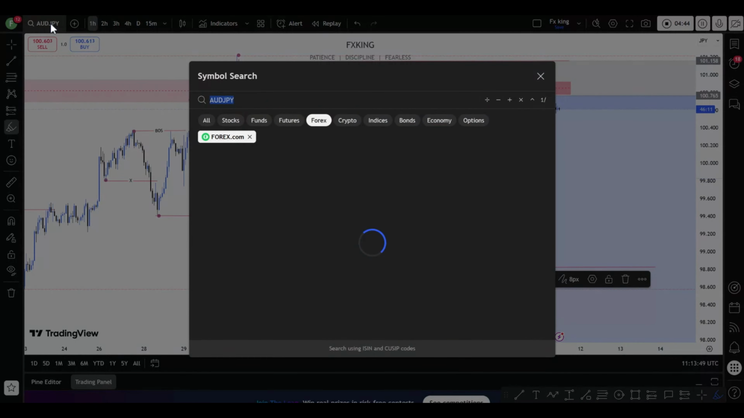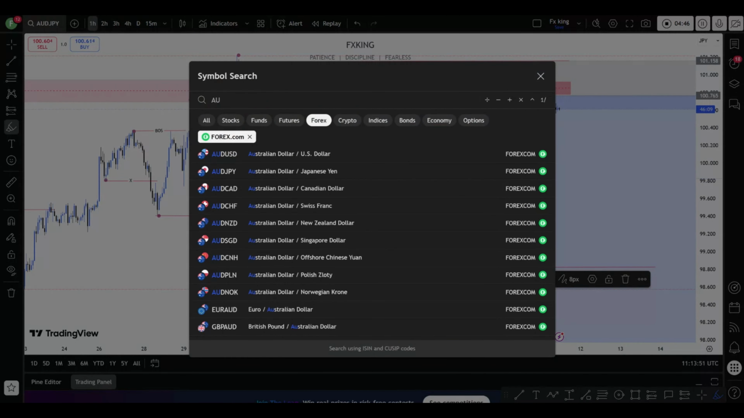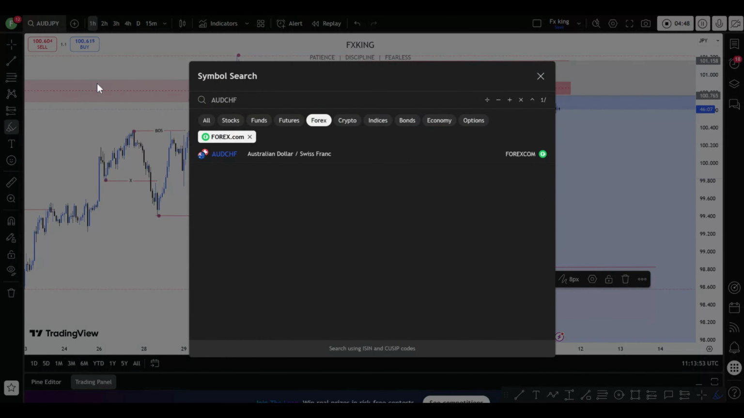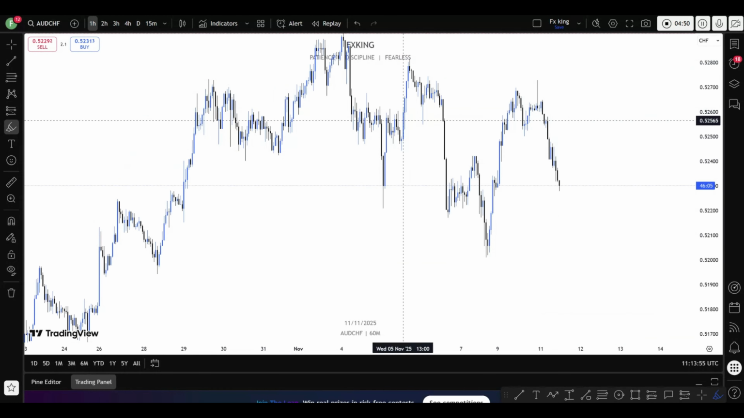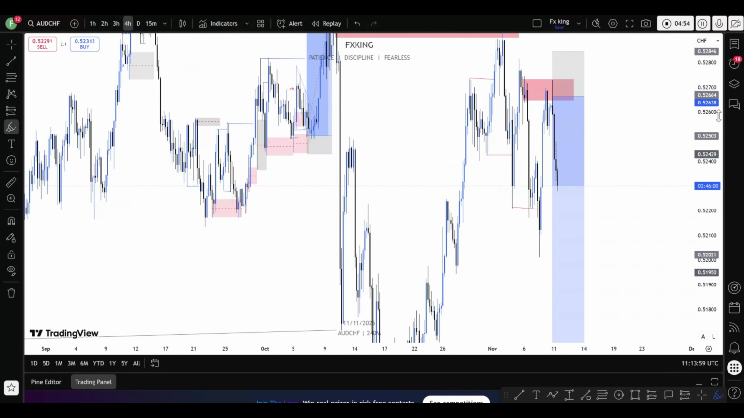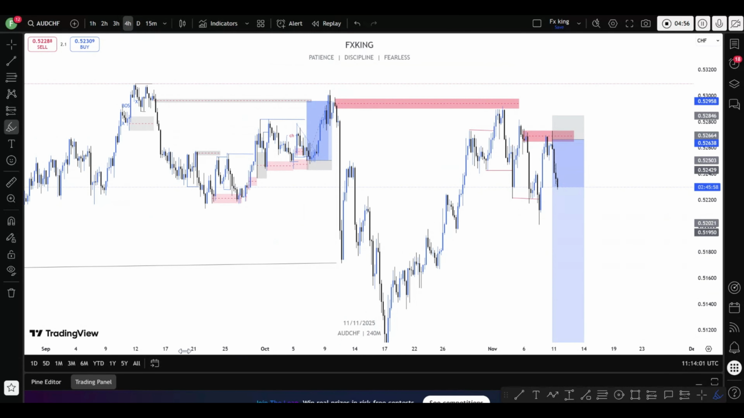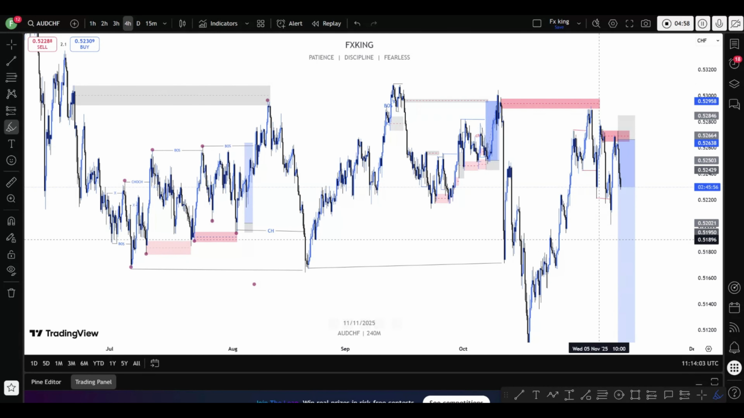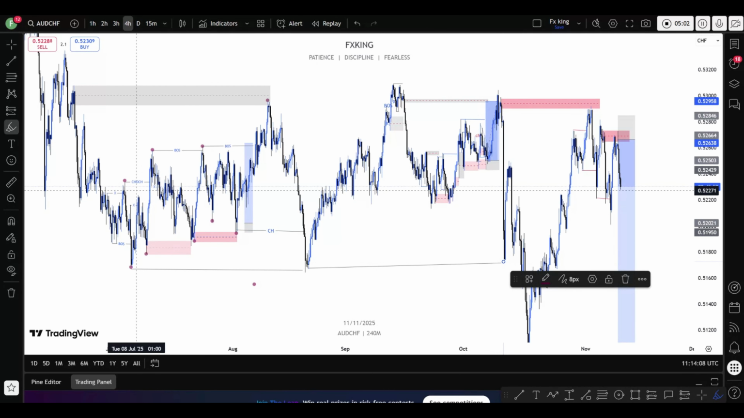Now let's go over to AUD CHF. Okay, on AUD CHF, we have also gone through a similar scenario on this pair. Now, allow me to adjust this.